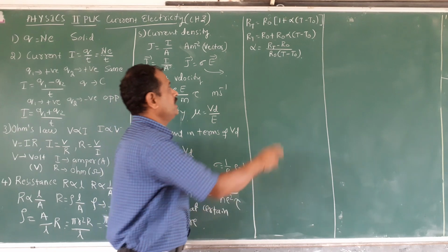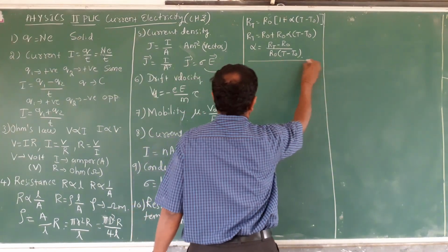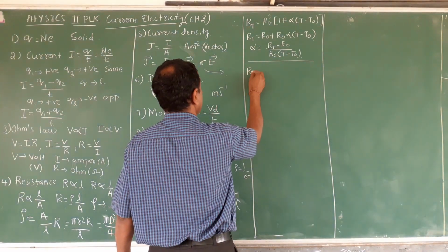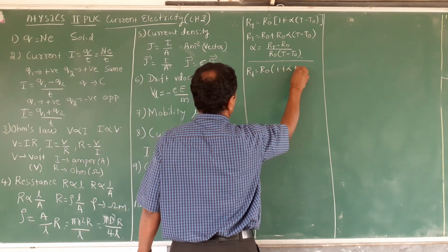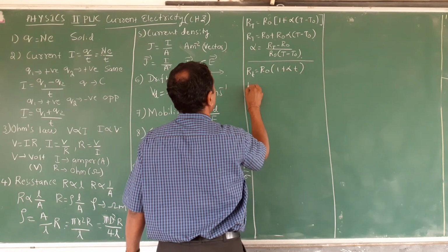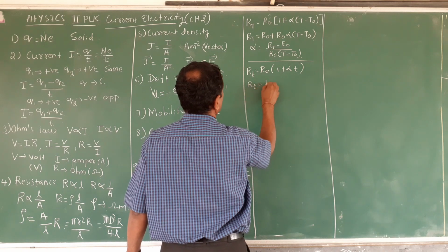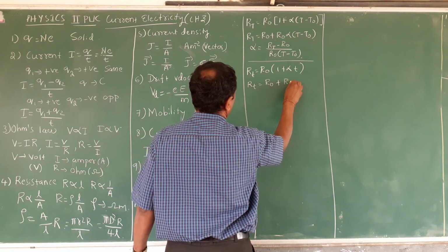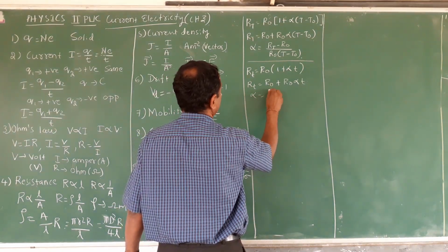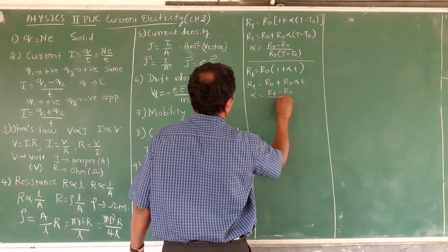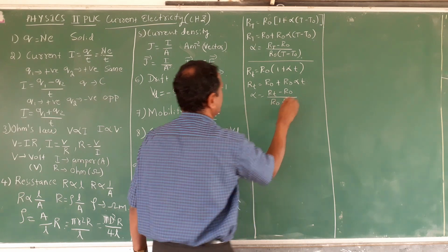Now here T is measured in Kelvin. Suppose it is measured in Celsius, RT is equal to R naught (1 plus alpha T). Now RT is equal to R naught plus R naught alpha T. Then alpha is equal to (RT minus R naught) divided by R naught T.